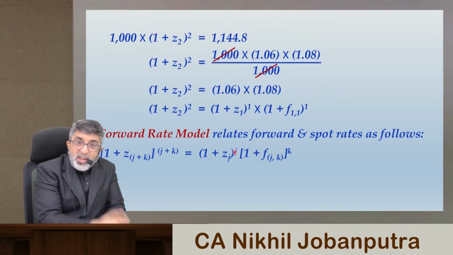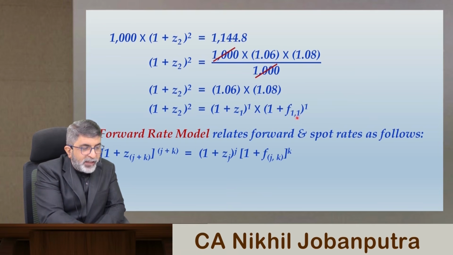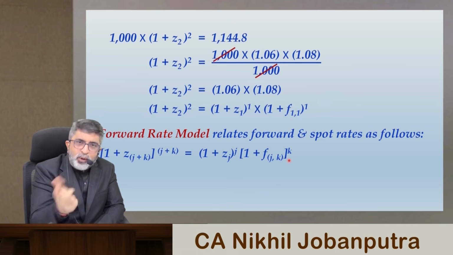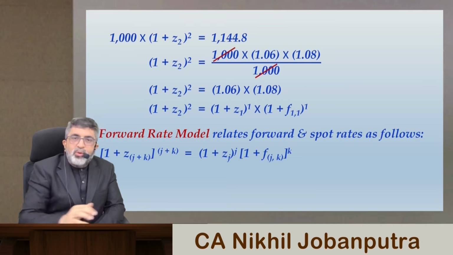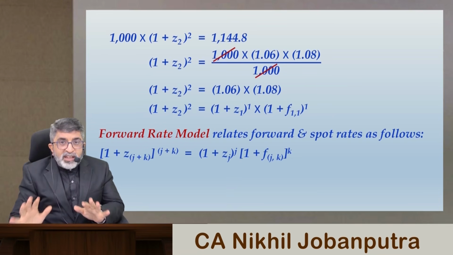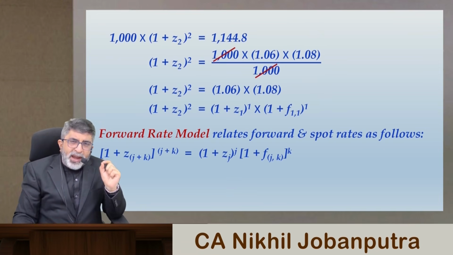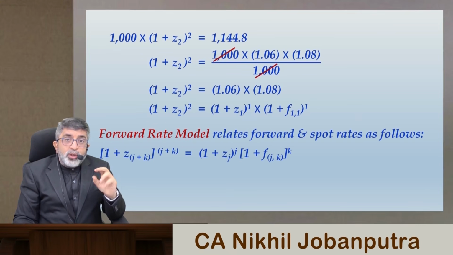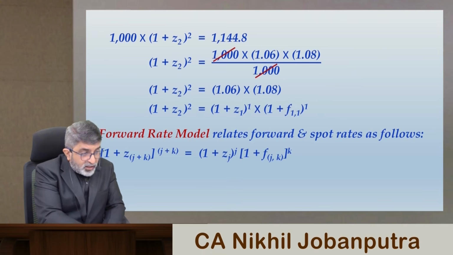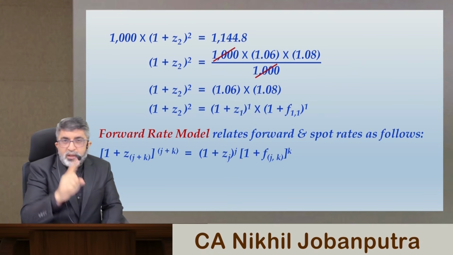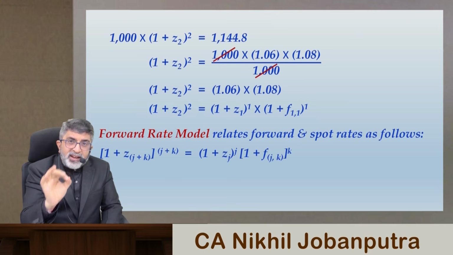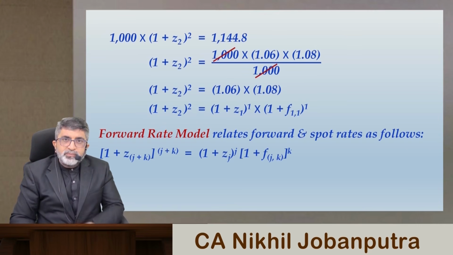So zj, j was 1 year, so (1 + z1)^1, and (1 + fj,k) means (1 + f1,1)^k. K was 1 year, so raised to 1. This is the forward rate model equation. So at any point of time, you want to connect the logic of the forward rate model, that is the logic of this equation, you need to refer to this particular example that I have discussed with you.